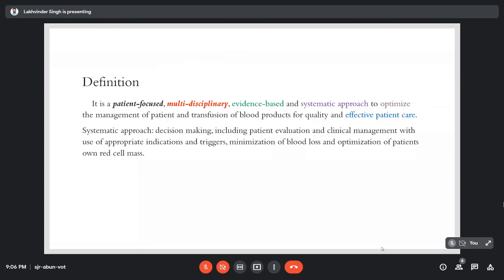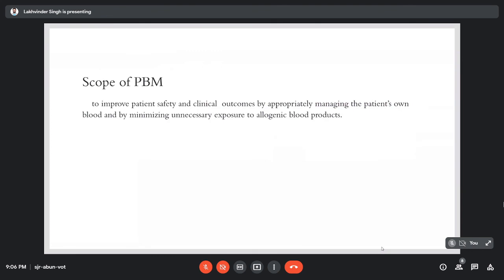Patient focused means we have to see that the patient's outcome improves. You may have to give more blood or less blood, but it's multidisciplinary: you have to take the help of all the disciplines. Evidence has to be there, and it should be a systematic approach. The scope is to improve patient safety and outcome by appropriately managing the patient's own blood. If the patient can be managed with his own blood, then you need not give the allogenic blood product of someone else.